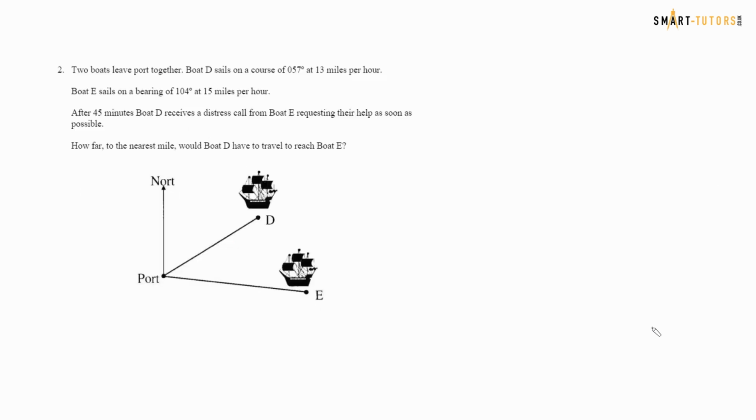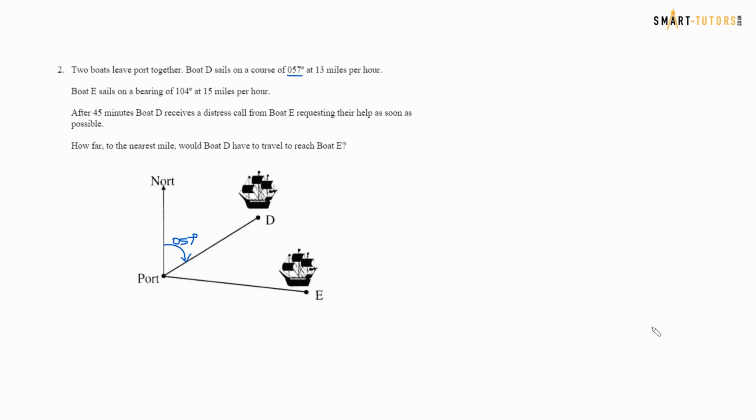Question number 2. Two boats leave port together. So they both leave together. Boat D sails on a course of 057. This is a bearing. We haven't done the bearing tutorial in our topic revision; it is going to come this month. One of the tutorials we have is construction, bearing and loci. So 057 means the bearing is always measured from north clockwise. So this is 57 degrees. The format of writing the bearing is 057, a three-digit number, but this is the angle always from north.